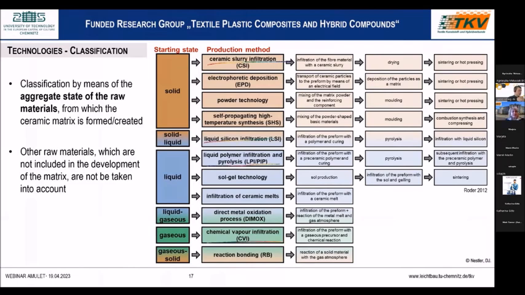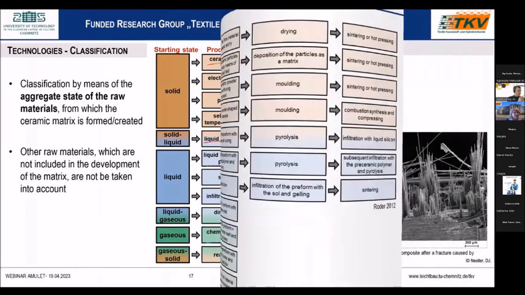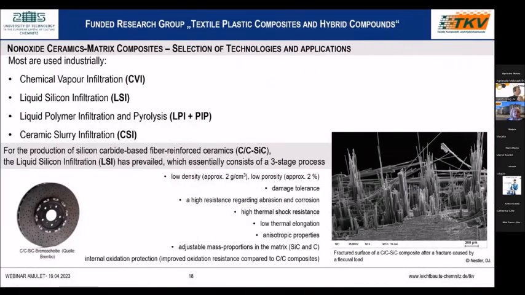Here is an attempt at classifying the processes according to the aggregate state of the raw materials. In the following, I will only show you the most important technologies. In the technologies for the non-oxide fiber ceramics, meaning the black ceramics, the processes that have become especially established are chemical vapor infiltration, liquid silicon infiltration, liquid polymer infiltration and pyrolysis, and ceramic slurry infiltration.